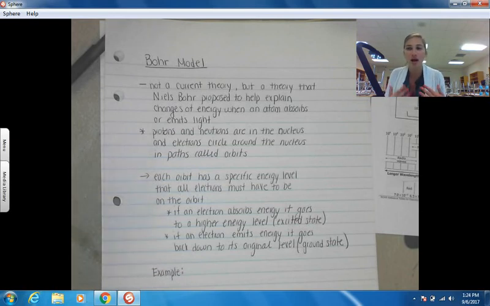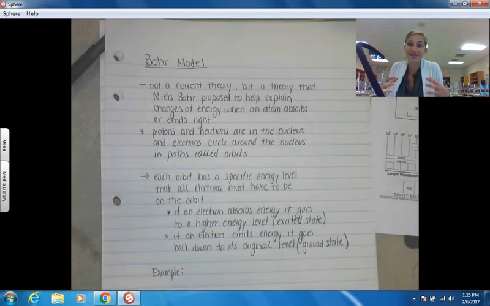So that's kind of how he was proposing this. Now, he was saying that each of these orbits has a very specific energy level. And so at these different energy levels, only electrons with that energy were able to be on that energy level. So if this atom absorbs light, then those electrons would gain energy. And so instead of staying on that specific orbit, it would have to jump up to a higher energy level. That's called the excited state.